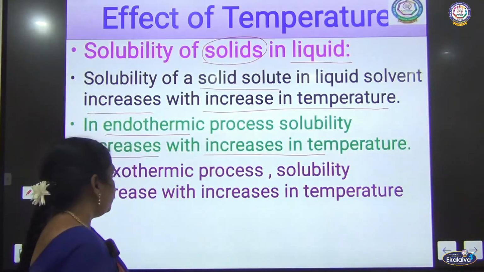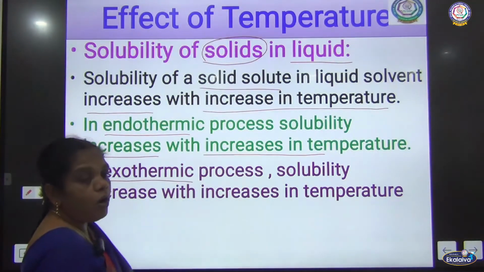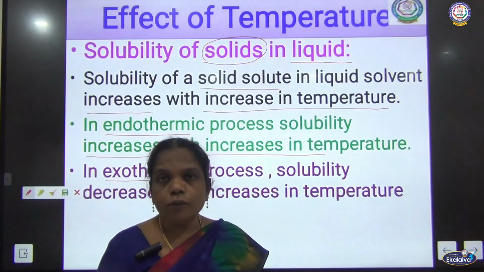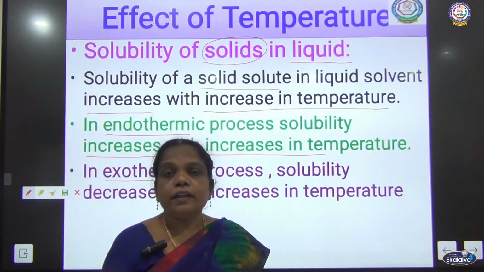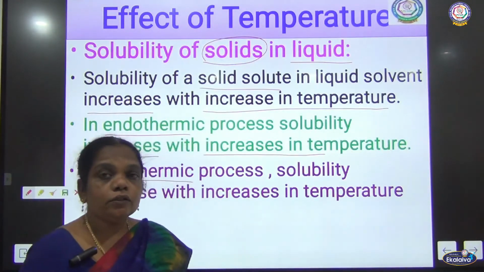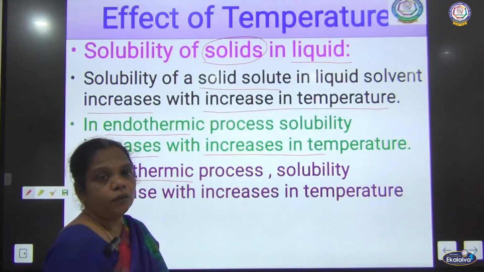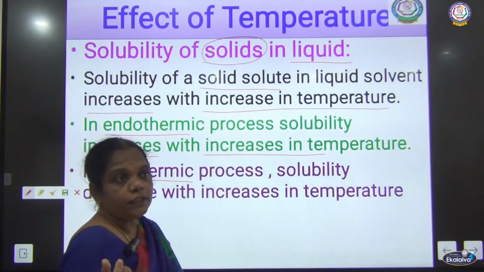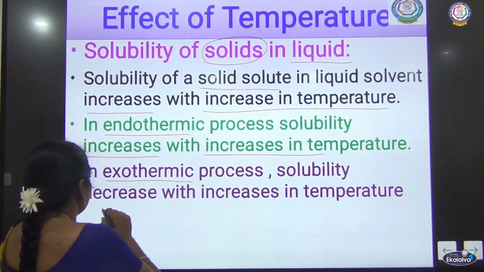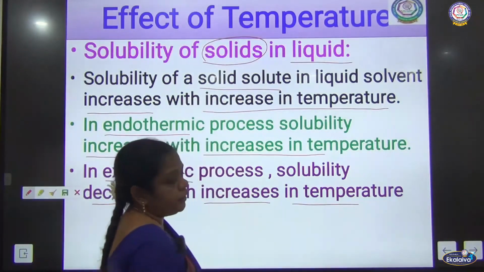And next, for exothermic, heat is evolved during the reaction. For the solubility of sodium nitrate, the solubility is going to decrease due to evolution of heat energy. What is going to be evolved from the system? The heat is evolved, so that the solubility decreases with increase in temperature.